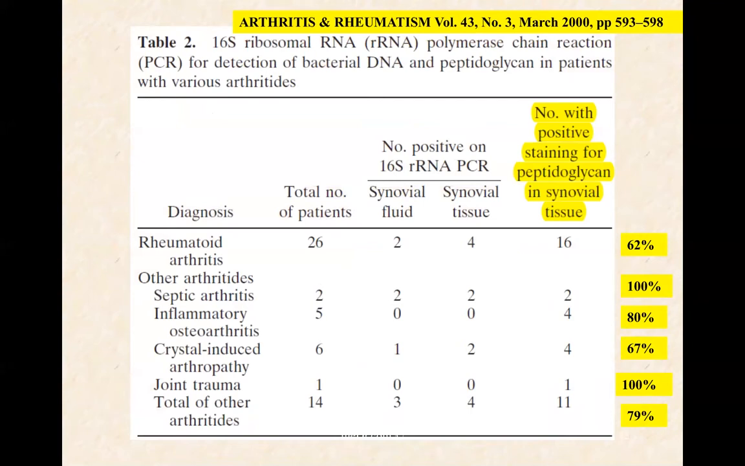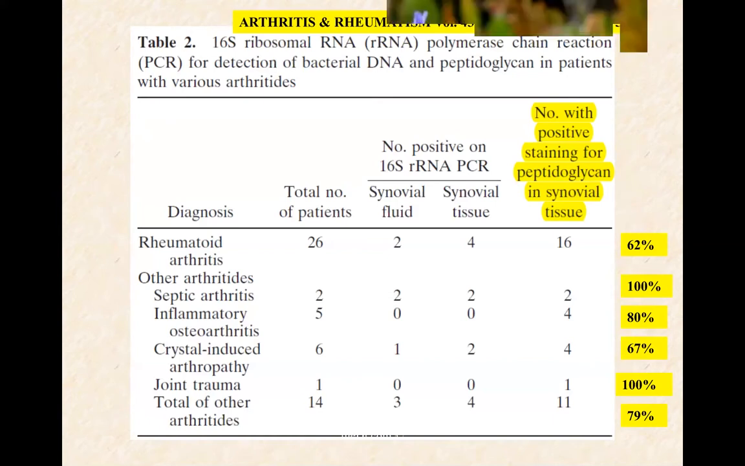Septic arthritis, every one of them. Inflammatory osteoarthritis, when your joint looks red, 80% of them. Crystal-induced arthropathies, joint trauma, 100% of them. So the total for overall arthritis, 79% of the patients they looked at with different arthritis had antibodies to bacteria that was in their own joints.